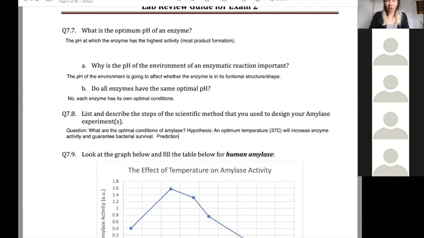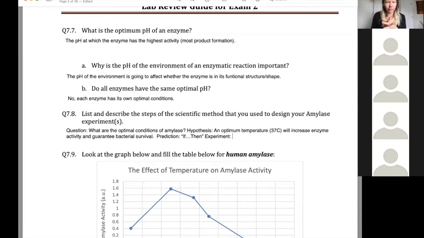Prediction. Yeah, I was looking for prediction. I think I also heard experiment in there. But yeah, your prediction is like your if-then statement. I'll just put that. So in the context of the hypothesis that we have written here, we could say, if this bacteria is at a temperature of 37 degrees, then it will have optimal amylase activity. So that would be an example of a prediction statement.